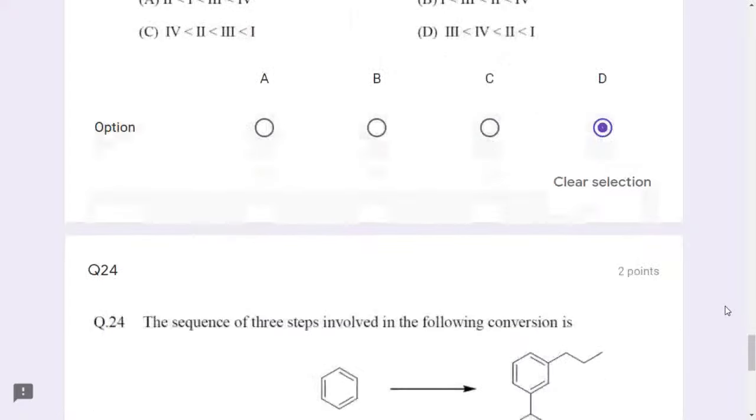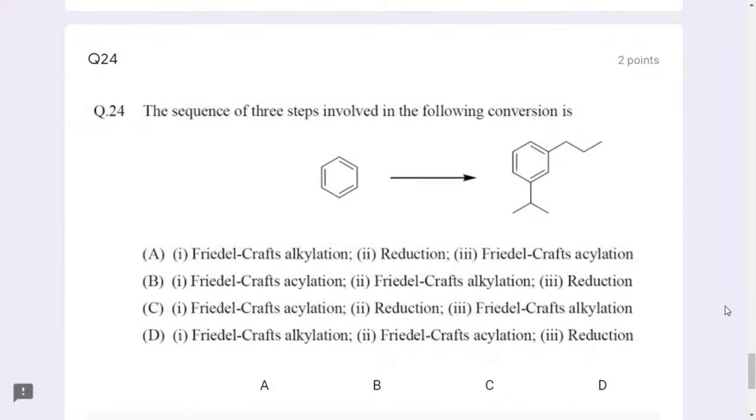Next, yes, this is a straightforward question. The sequence of 3 steps involved in the following conversion is: benzene to isopropyl and 1, 2, 3 propyl benzene. Yes, meta propyl cumene, n-propyl cumene is going to be prepared.